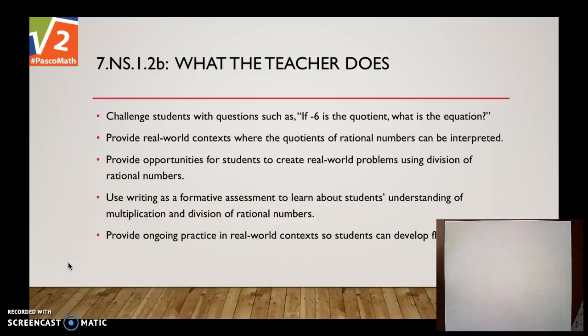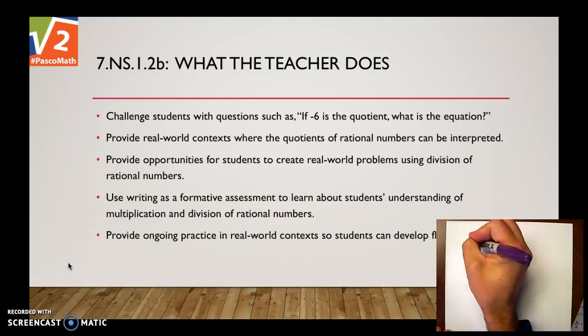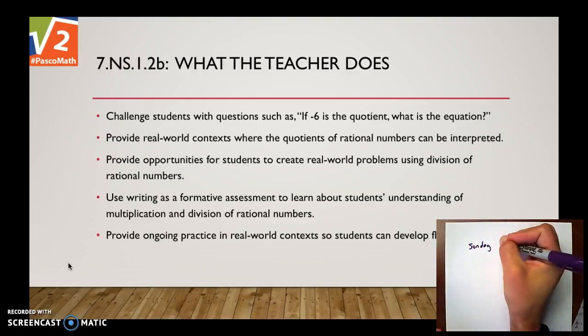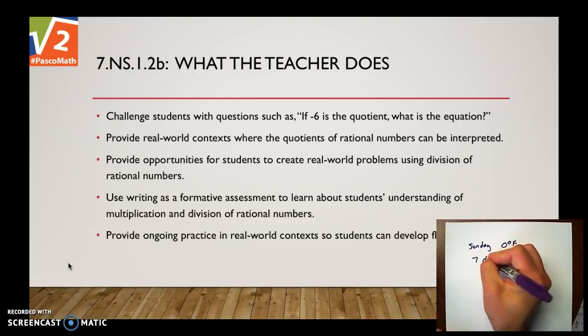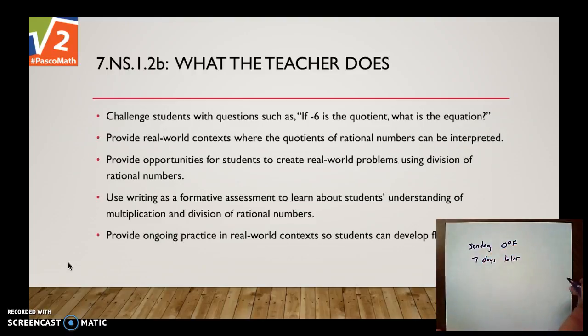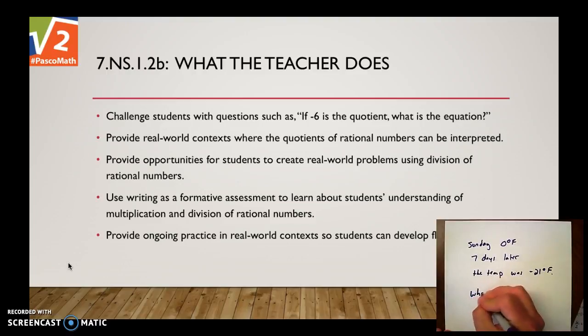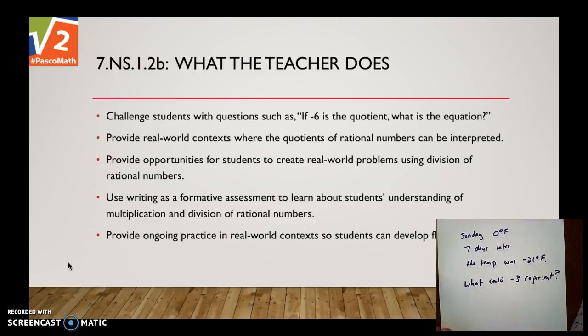An example would be, let's say Sunday, it was 0 degrees Fahrenheit. Then 7 days later, the temp was negative 21 degrees Fahrenheit. So we're somewhere cold. We can ask, what could negative 3 represent? Again, from this context, Sunday 0 degrees Fahrenheit, 7 days later negative 21 degrees Fahrenheit, what could negative 3 represent? Have students make sense of what it represents, how it was calculated, and what it means in the context of the problem.